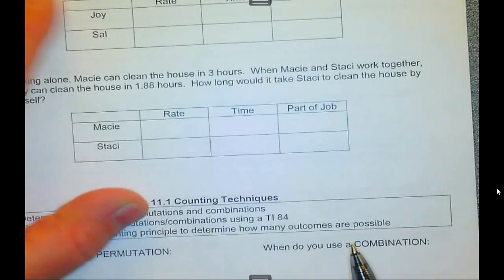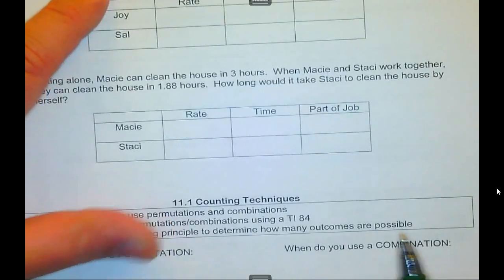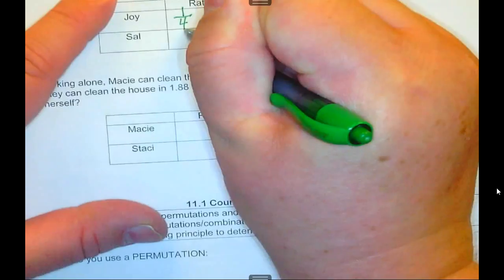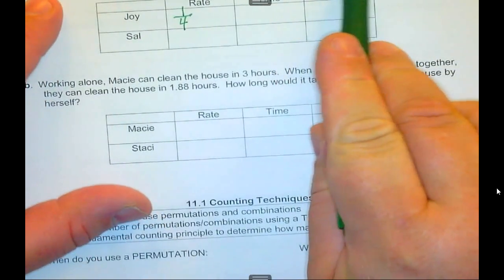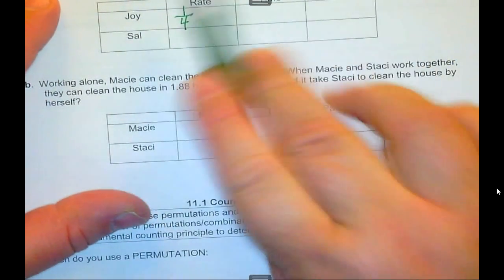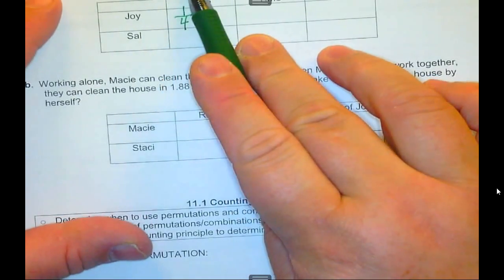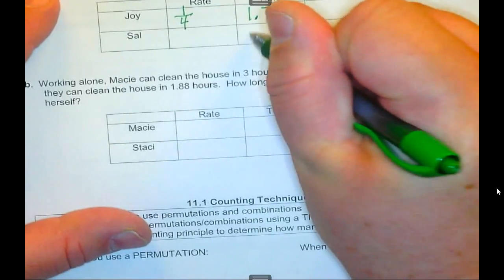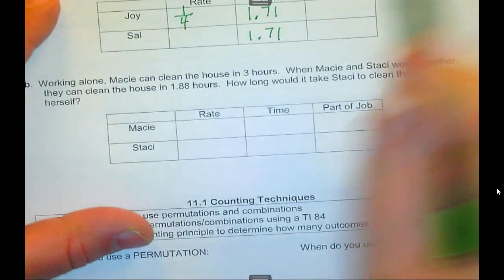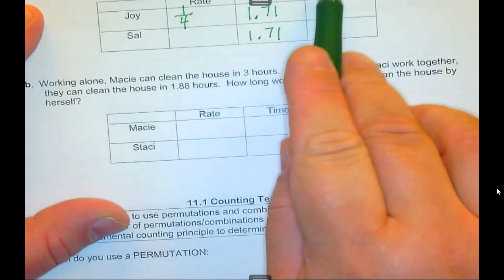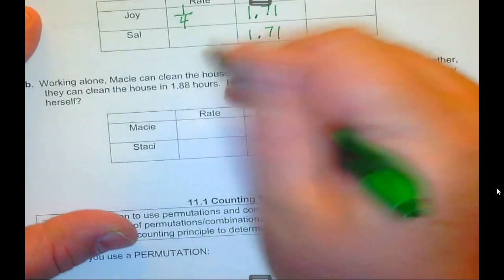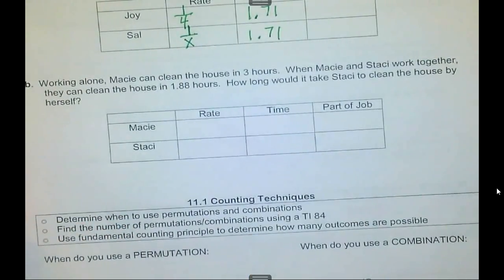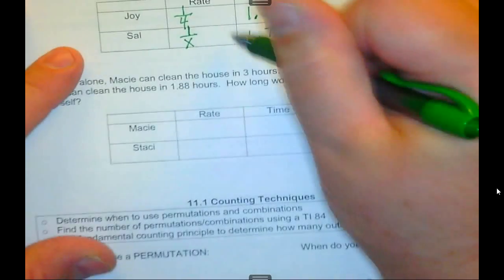11A. Working alone, Joy can create the final exam in 4 hours. So, one job in 4 hours. When Joy and Sal work together, they can write the exam in 1.71 hours. So this time they give us the time. Together, 1.71. How long will it take Sal to write the exam by himself? So we don't know his rate. Okay? Multiply these together.